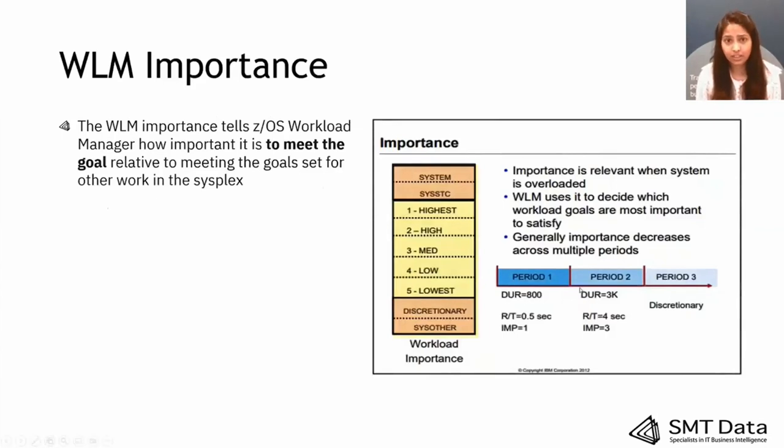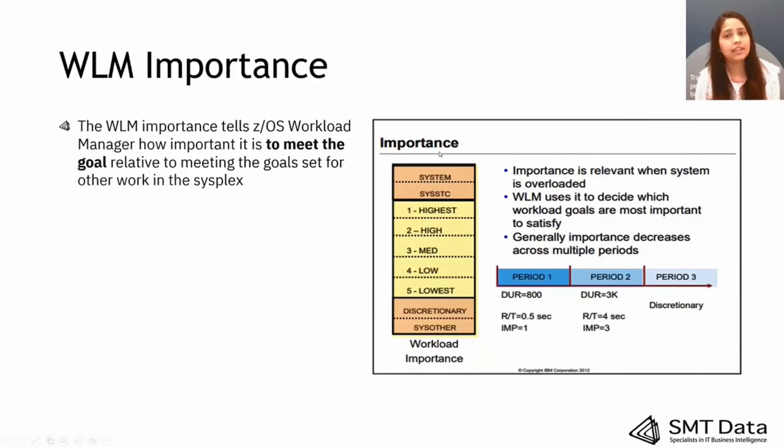WLM importance is relevant when the system is overloaded. WLM uses it to decide which workload goals are most important to satisfy. The WLM importance tells the z/OS Workload Manager how important it is to meet the goal relative to meeting the goals set for the other workloads in the Sysplex.